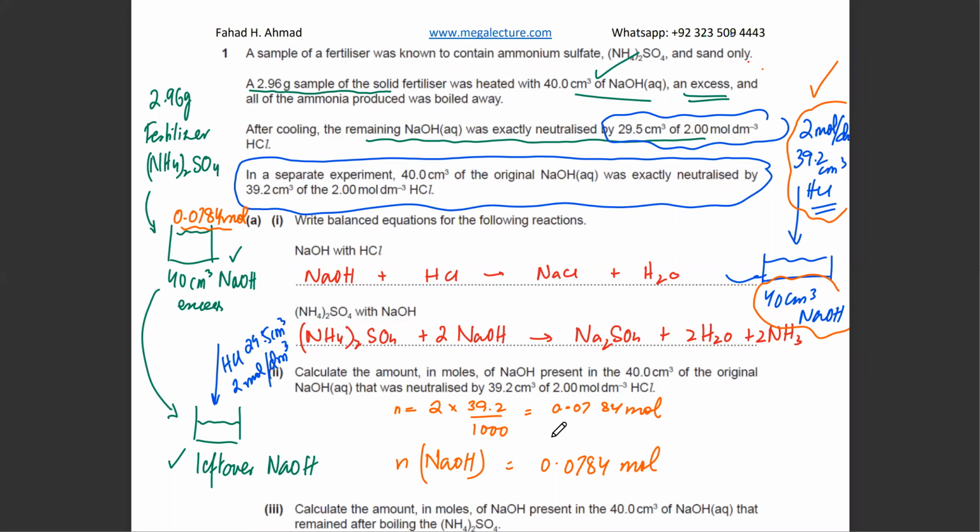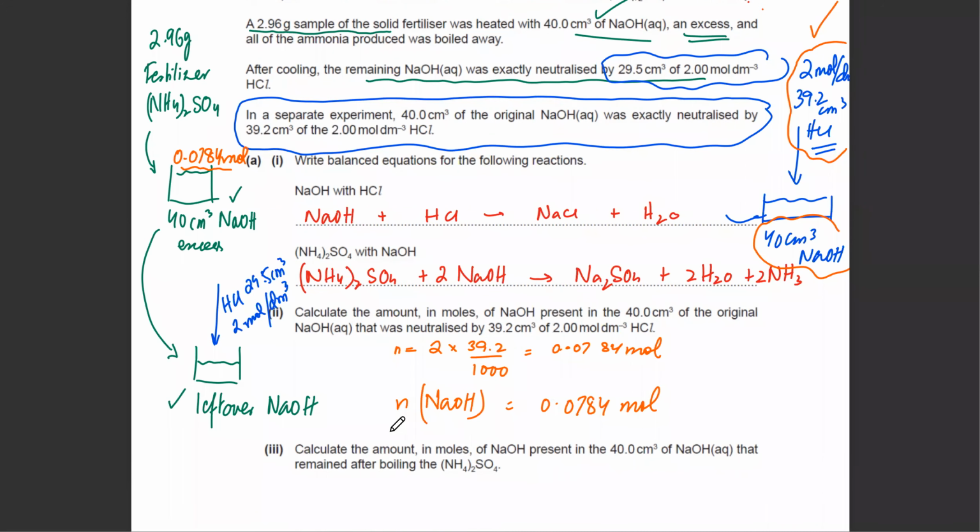So now he's saying calculate the amount in moles of NaOH present in the 40 cm³ of NaOH that remained after boiling the ammonium sulfate. So now the thing is, we used these many moles of NaOH in the original sample, and it was in excess, so some of it was left over. Now he's asking for the leftover NaOH. So now you're going to find the moles of HCl again. Now this is a reaction that's happening with the leftover NaOH.